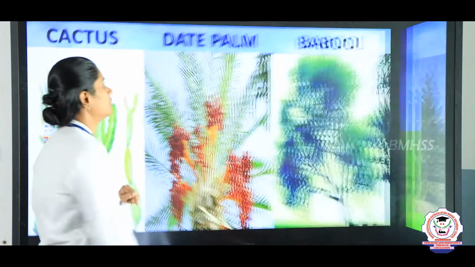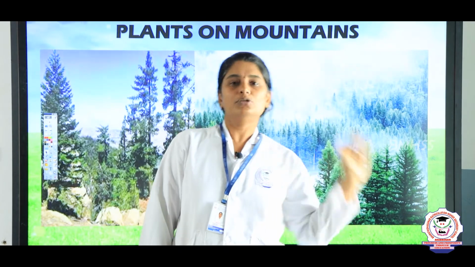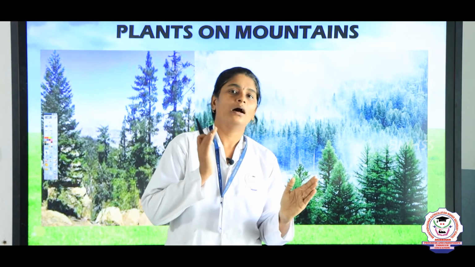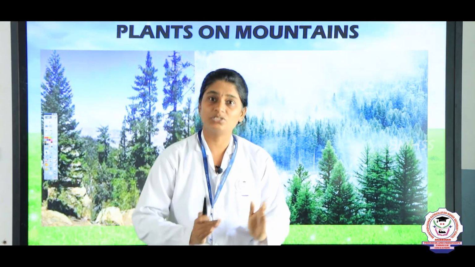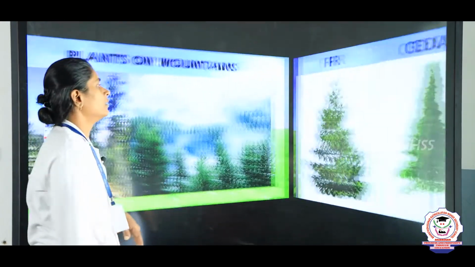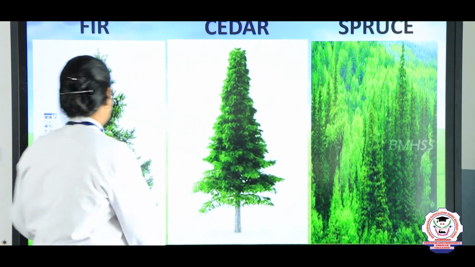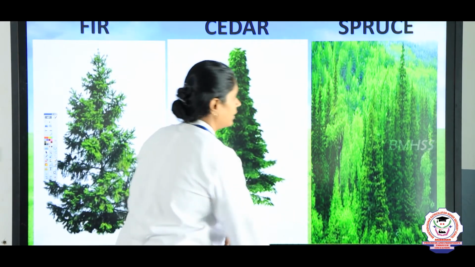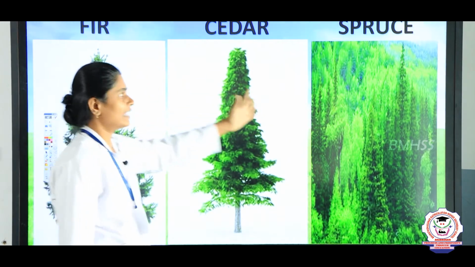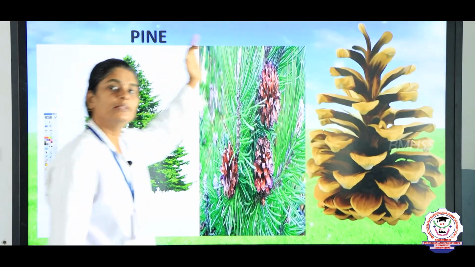Now let's see some plants that grow on mountains. On the mountains the climate is mostly cold, and in some places we can see snowfall also. The trees on mountains are very tall, straight and conical in shape. What are the trees that grow on mountains? Fir, cedar and spruce, even pine. These trees have a conical shape.